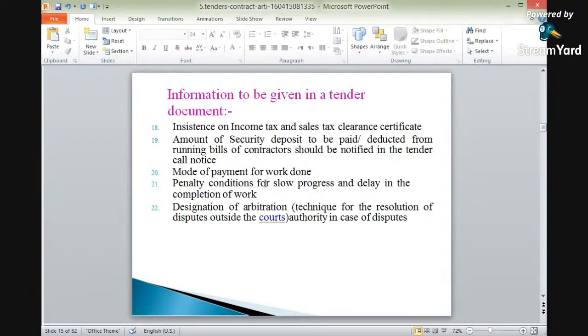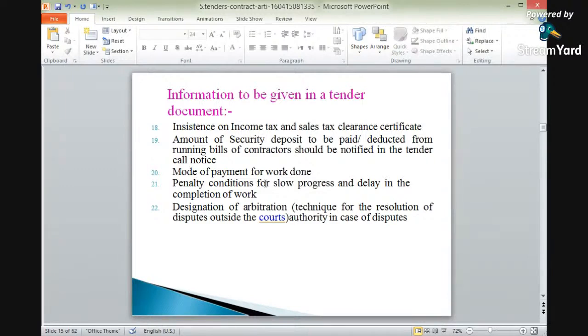Again, the last point related to the tender documents is the designation of arbitrators, or the technique for resolution of disputes outside the courts or authority in case of dispute. What is arbitration? If there is a dispute between the owner and the contractors, who is the authority who will resolve the dispute between the owner and the contractors? That arbitrator is also important.